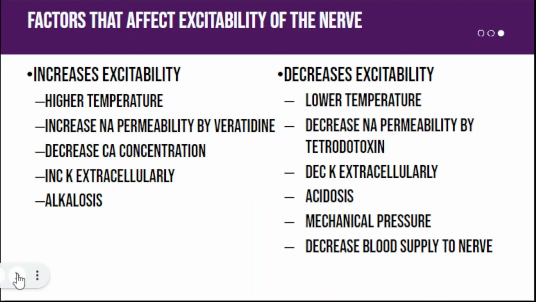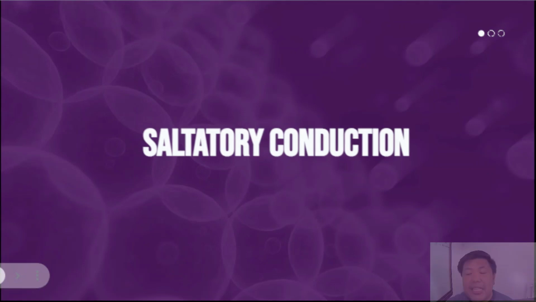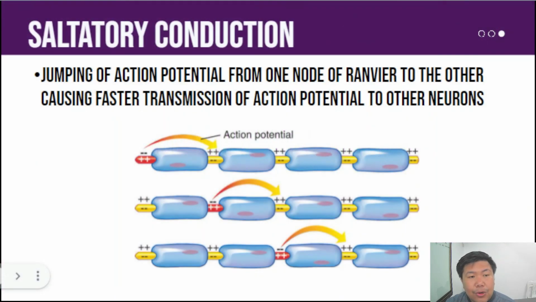Now, if we apply what we learned today about action potential, and the nerves we studied earlier, then we'll be able to understand saltatory conduction. We said, di ba, that myelinated axons are able to transmit signals faster compared to unmyelinated fibers. And why is that? Because, again, let's define first. Saltatory conduction is the jumping of the action potential from one node of Ranvier to another, which causes a faster transmission of the action potential to other neurons.